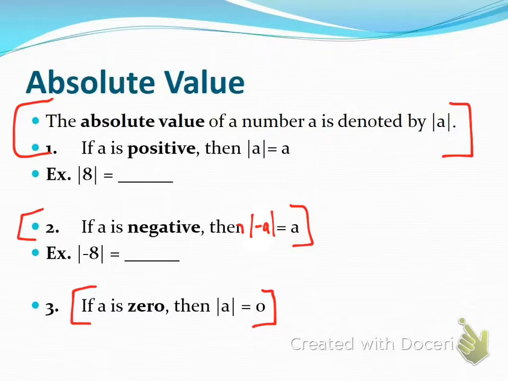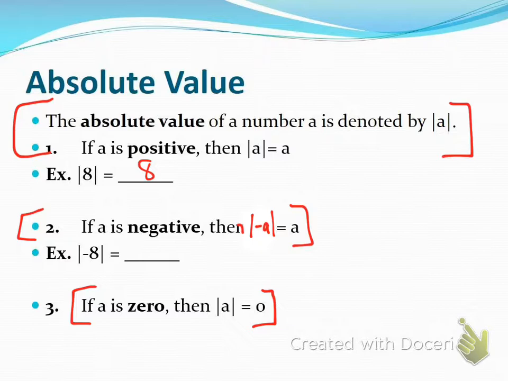Basically, what this is telling us is that absolute value is always positive. It's talking about a distance. It's always going to be positive. So the absolute value of 8, what's it going to be? Absolute value is always positive, so it is still just an 8. It's 8 spaces away from 0.